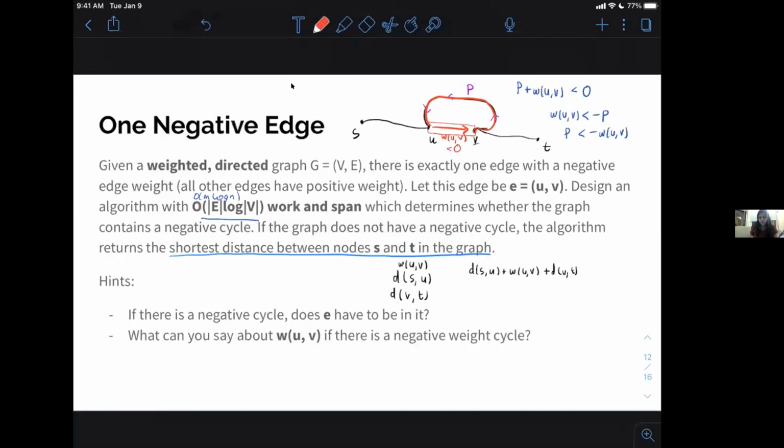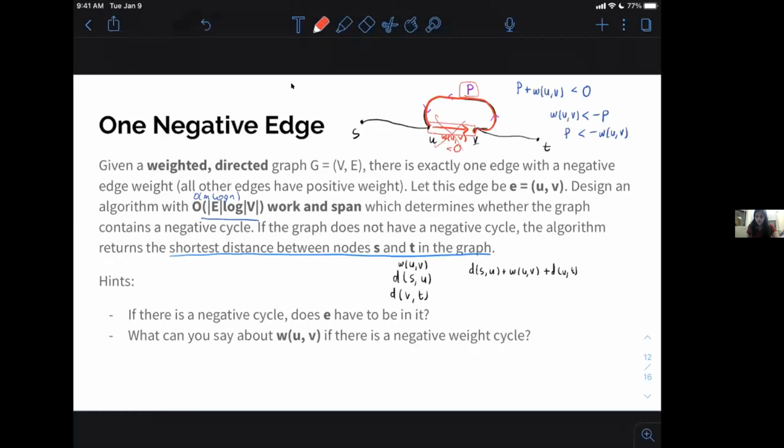So the way that we said you can do that is you find the shortest path from V to U on the graph without this edge, right? And you get some distance P, right? And you know that you can do this because there's no other negative edges. So Dijkstra's will work perfectly fine.